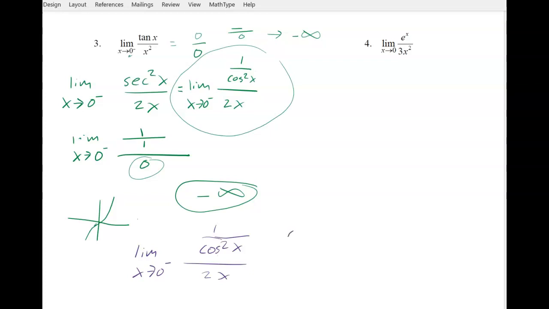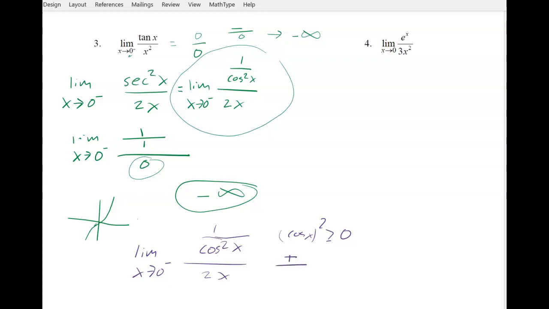Cosine squared is the same as the cosine of x squared. So that's always going to be greater than or equal to 0. At 0, cosine is approaching 1, so it's not going to be 0, it's going to approach 1, but it's going to be positive. So even though cosine at values of angles slightly less than 0 is negative, actually cosine is positive at values less than 0. I misstated that. So this is always going to be positive.